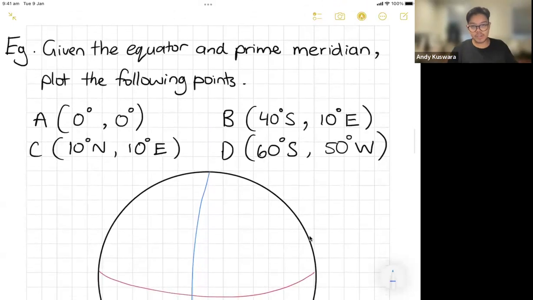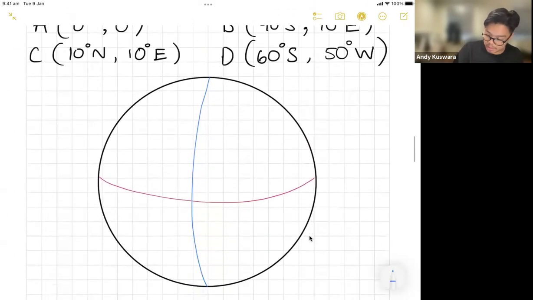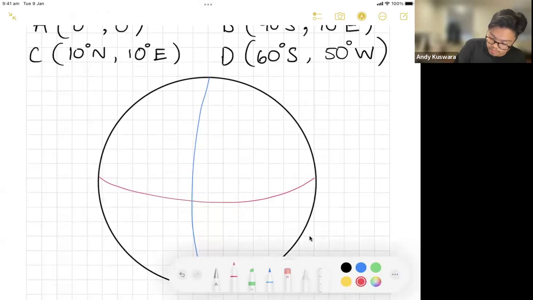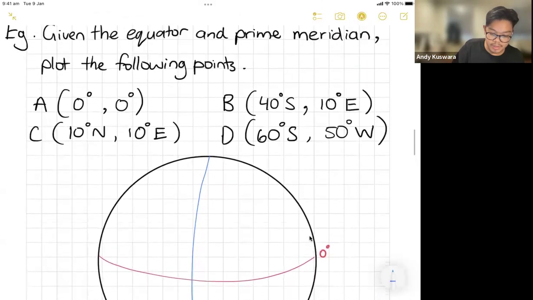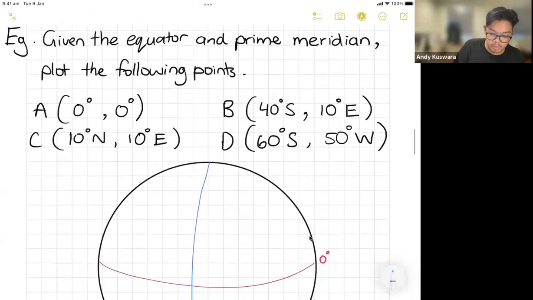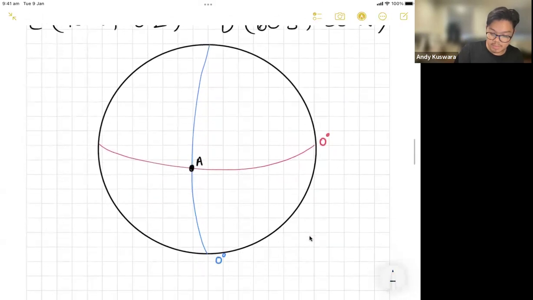Example: given the equator and the prime meridian, the equator is your red line in this case, and your prime meridian is your blue line. I should probably write 0 degrees here and 0 degrees here. Given these two, we want to plot the following points. The first one is nice and easy. I can see that A, 0, is just where those two lines meet.